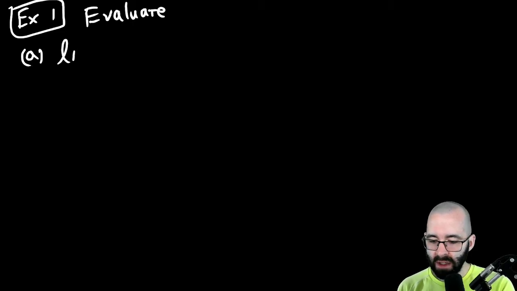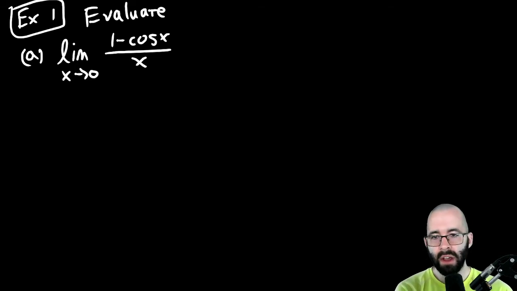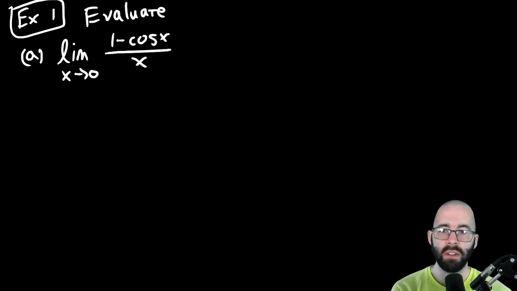Part A, the limit as x approaches 0 of 1 minus cosine of x over x. So this isn't a rational function. A rational function is a polynomial divided by a polynomial, and we have a trig function on the top. But trig functions are continuous. The denominator is just x, that's continuous. This is just the composition of functions, or the product of functions, or the quotient of functions.